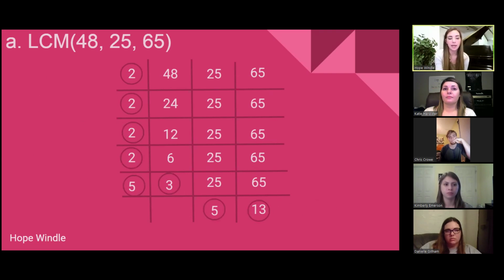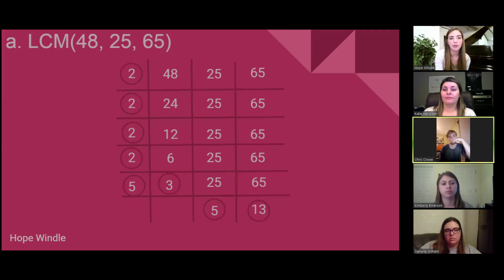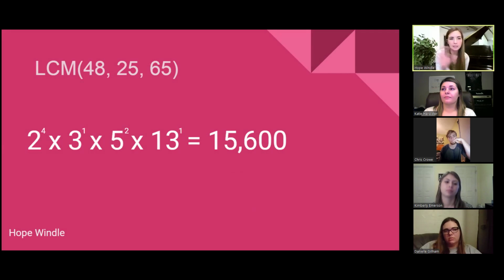And then we're going to take those prime numbers and put them all together in an easier way where we can read them easily. And we're going to see that we have 2 to the power of 4, 1 3, and 2 5s, which gives us 5 to the power of 2, and 1 13.